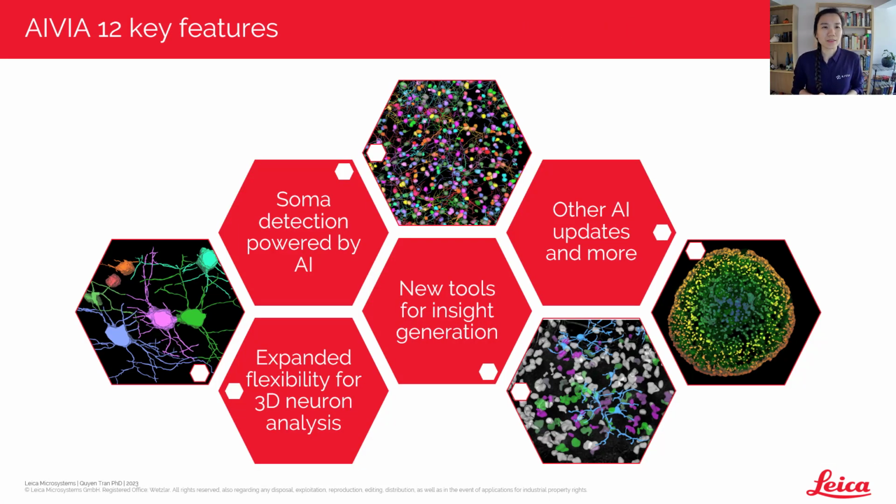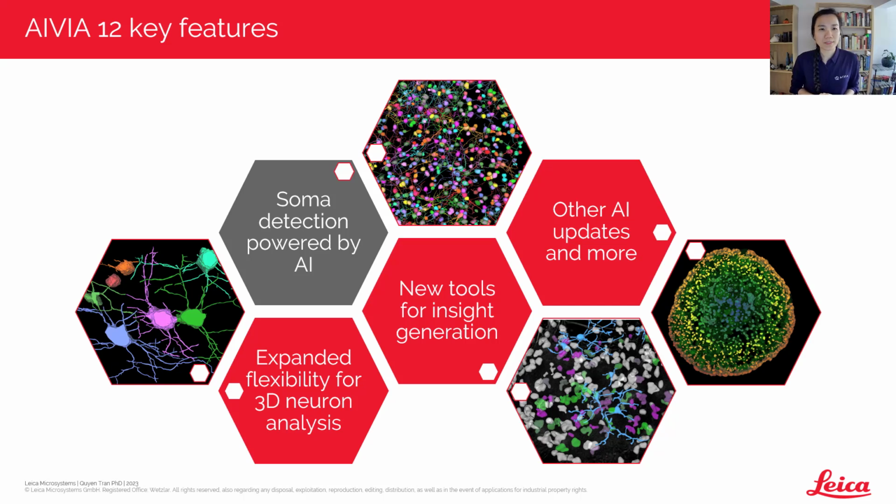Here's a brief look at the key features of Aivia 12. We're introducing soma detection powered by AI. We've also expanded our 3D neuron analysis recipe to help you tackle challenging data sets and to speed up your analysis. Aivia 12 is also introducing new tools that help you create insight and a few other AI updates and tools for you to utilize in Aivia.